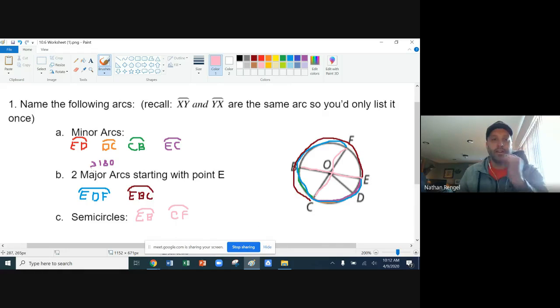So there's how we can name minor arcs. Just with minor arcs, you name them with 2 letters. Major arcs, 3 letters. Semicircles, you can name with 2 letters. So hopefully that helps you get started with section 10.6.